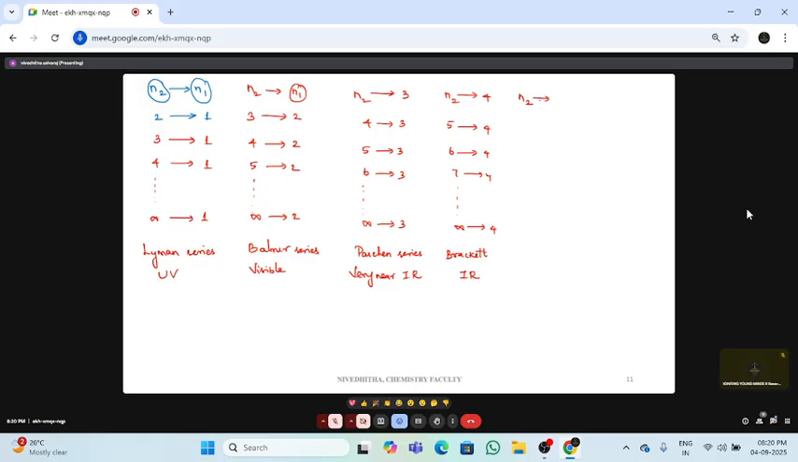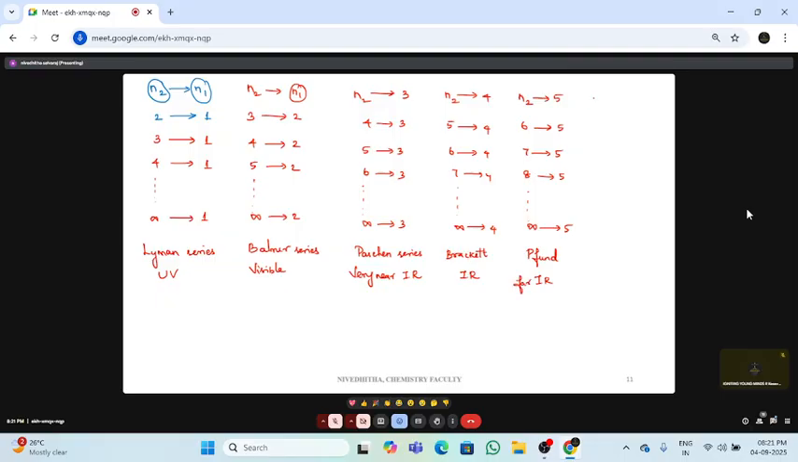The fifth series is where the electron is coming from an excited state to the fifth state. So the minimum transition will be sixth state to fifth state, seventh to fifth, or eighth shell to fifth shell, or infinity to fifth shell. And this kind of series is called the Pfund series. And here also the electron will be releasing infrared, and this is called far infrared, far IR.